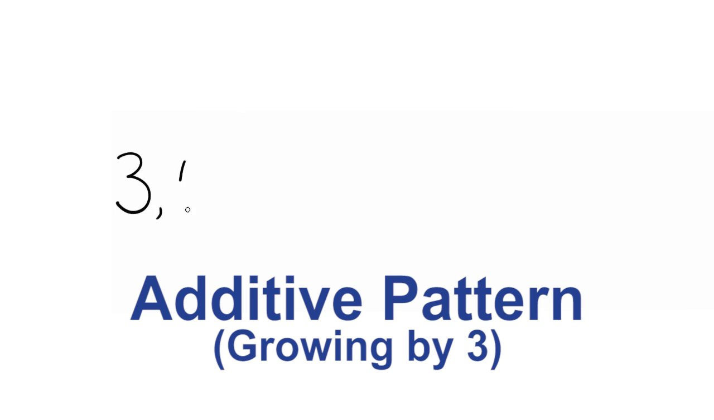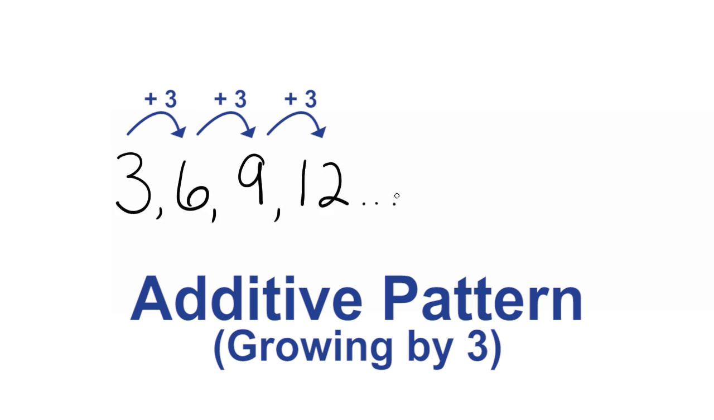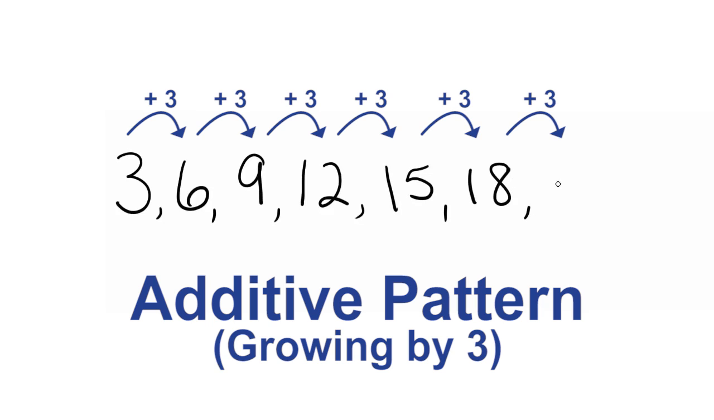Another additive pattern is add 3: 3, 6, 9, 12, and so on. So what are the next 3 terms? 15, 18, and 21, which are multiples of 3.